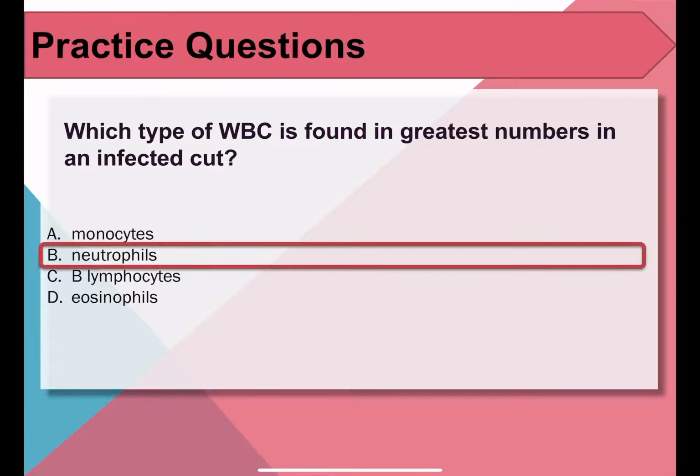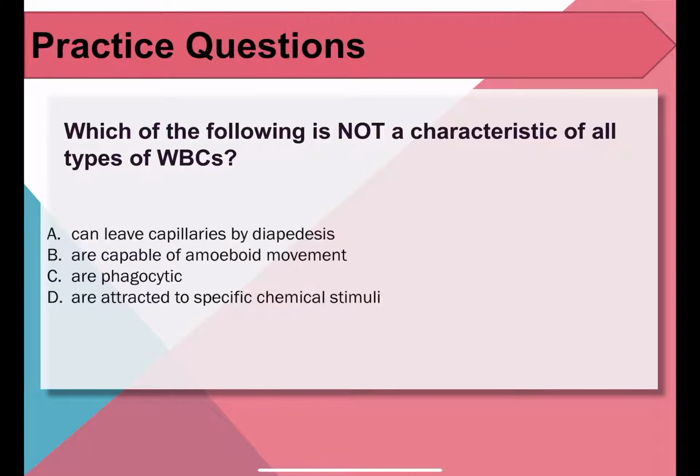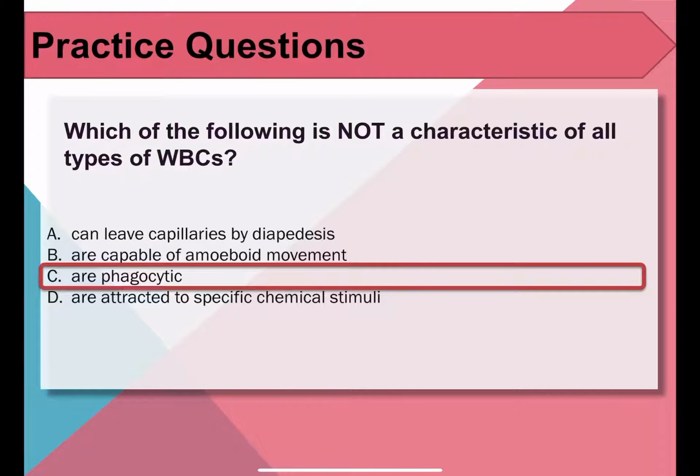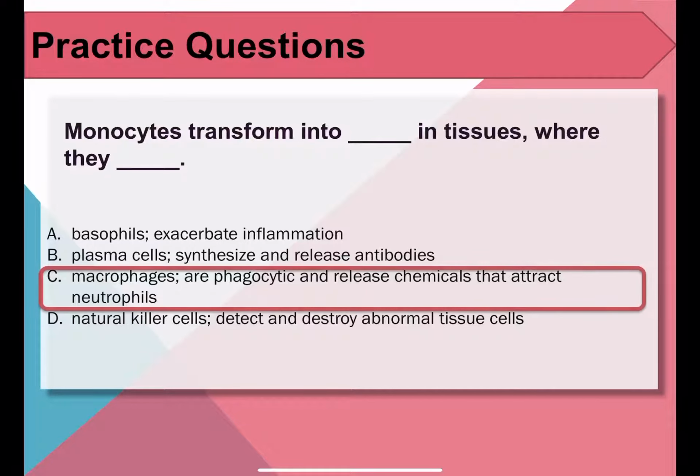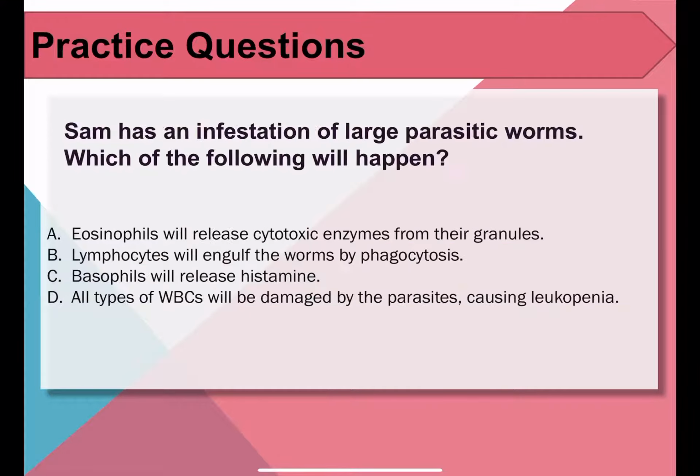We talked about neutrophils being the most abundant. Which of the following is not a characteristic of all white blood cells? They are not all phagocytic. Okay, remember we talked about how some use exocytosis of toxin, some attack in other ways. Okay, so not all of them are phagocytes. Monocytes transform into what kind of tissues? Monocytes become macrophage. They start with the same letter, so that's how you can easily remember that. And they will become phagocytic and release chemicals that attract other neutrophils.